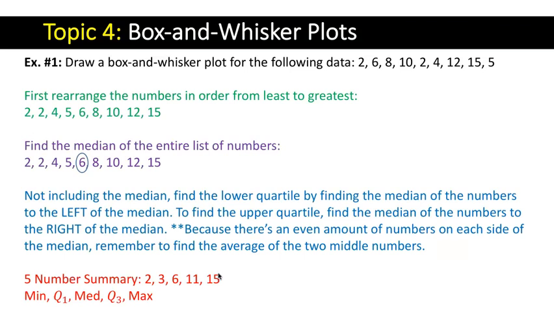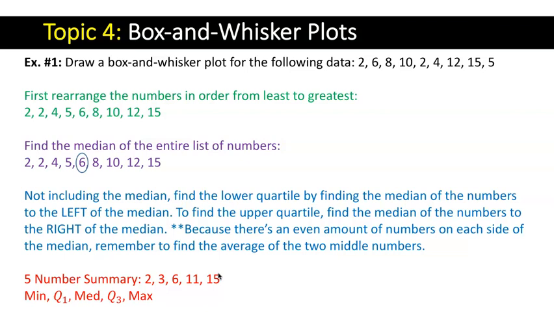Okay, so you should have gone ahead and rearranged the numbers from least to greatest. Notice that here we have 9 numbers. So there is an odd amount of numbers. There is a clear median. So the median is the number 6.